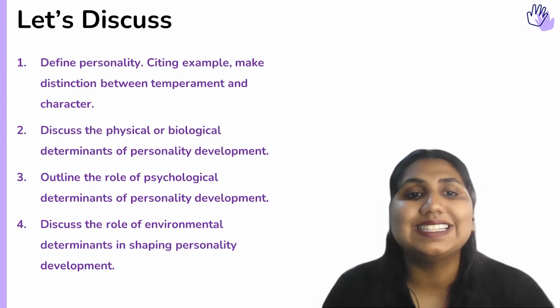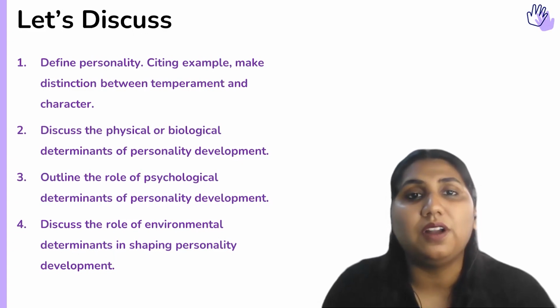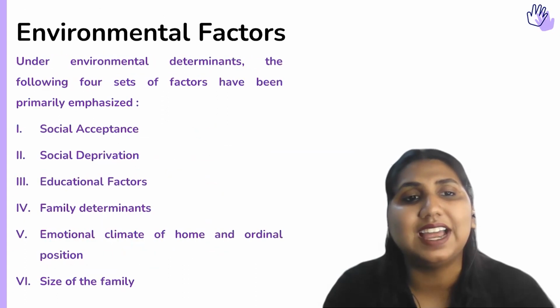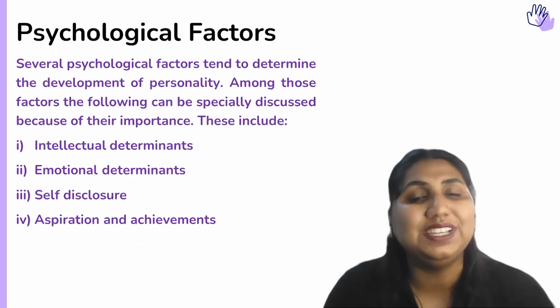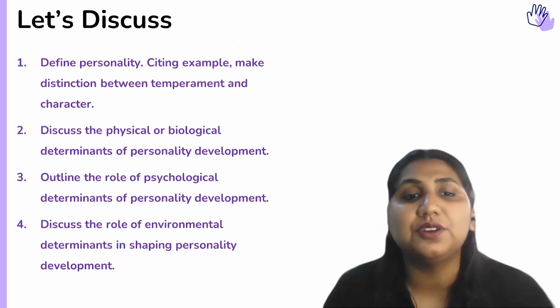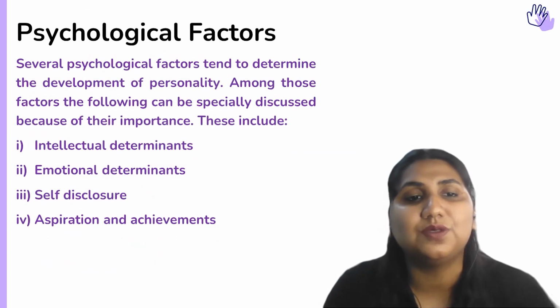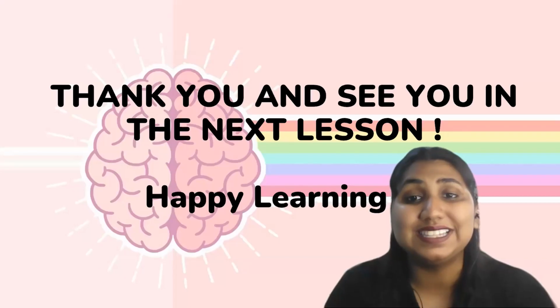Next is discuss the physical or biological determinants of personality development. I think you all can do this. We discussed 6 elements. I hope you all can discuss all 6. All right. Next is outline the role of psychological determinants of personality development. This is something that we just did right now. So talk about these 4 factors, elaborate and give examples for each one of them. Next is discuss the role of environmental determinants. Again, talk about the 6 elements that we discussed over here and give examples appropriately.